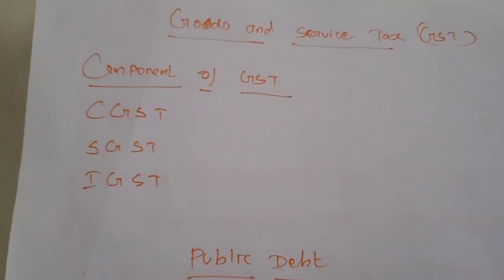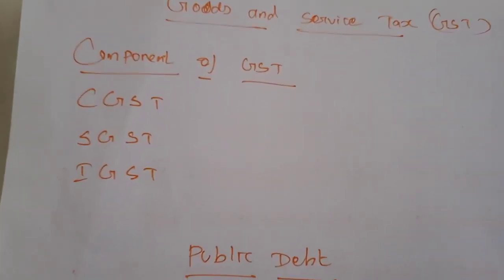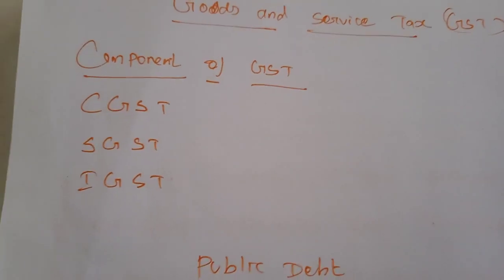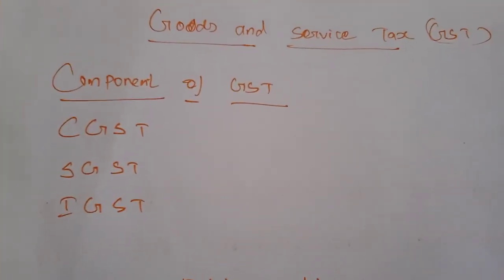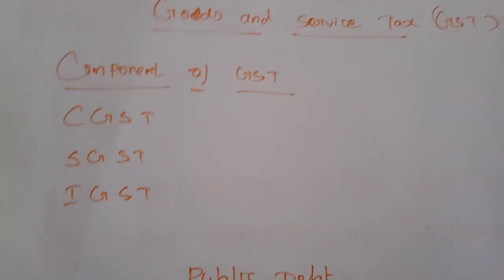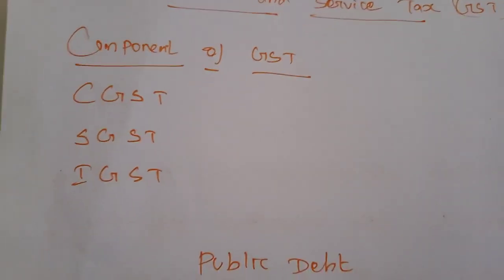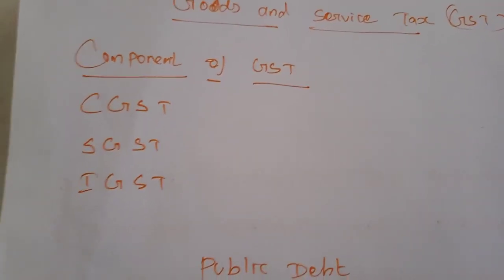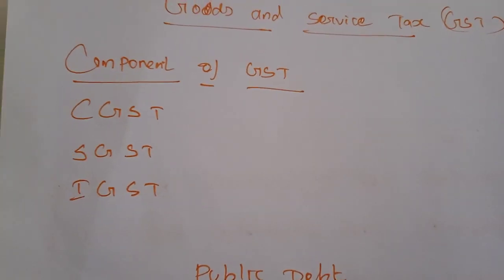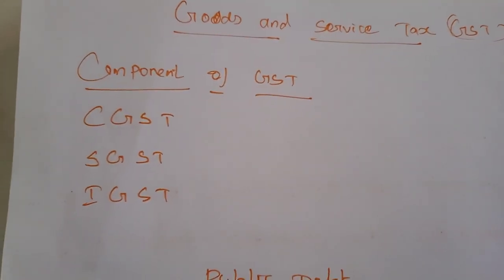In previous years, India had many indirect taxes, but now they have all been removed. There is only one indirect tax for the supply of goods and services: the Goods and Services Tax.